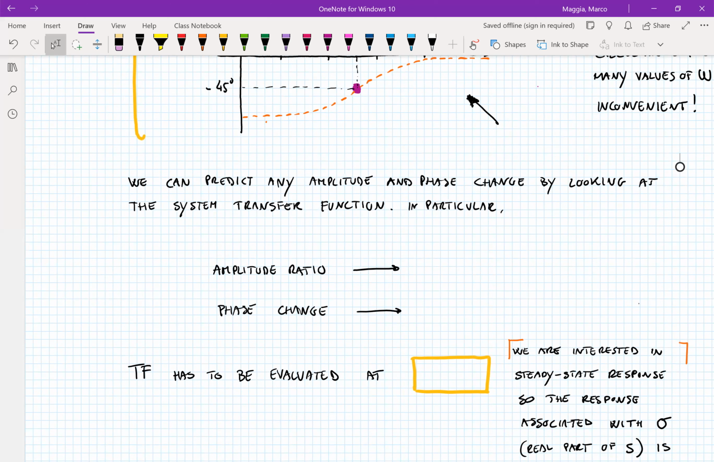And how is that associated? So how is the transfer function associated with the Bode plots? Well, we can find the amplitude ratio by looking at the magnitude of the transfer function, and the phase change can be retrieved by looking at the phase of the transfer function. Now, the only difference is that the transfer function has to be evaluated at s equal I omega.